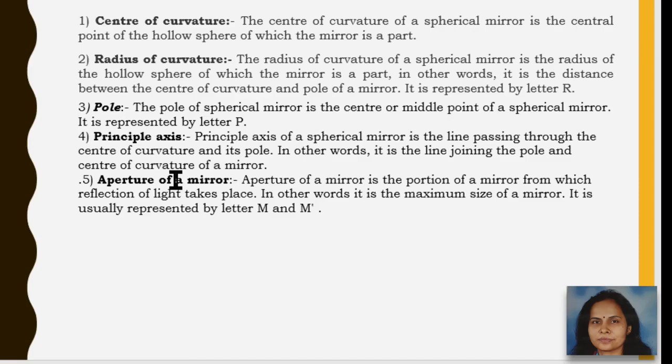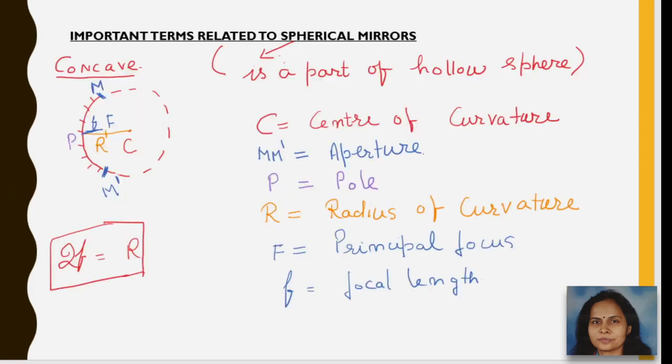Principal axis and the aperture. Aperture is the total length of the reflecting surface. So what is the principal axis? Here is a diagram for the concave mirror. Let me draw the principal axis for you.